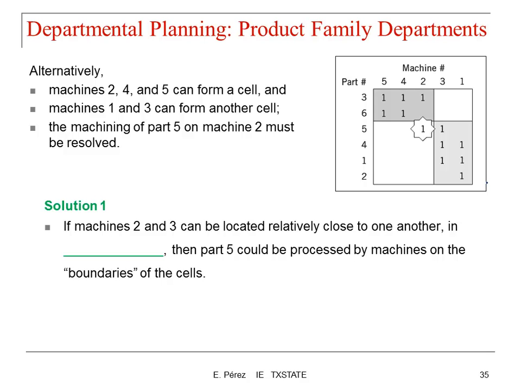The first one is if machines two and three can be located close to one another in different cells, then part five could be processed by a machine on the boundaries of the cells. So that's basically saying that you will form two cells and then you will place a machine on the boundaries of those cells.